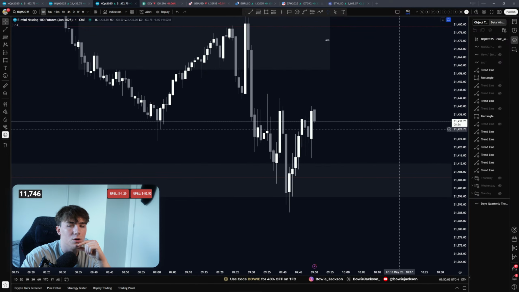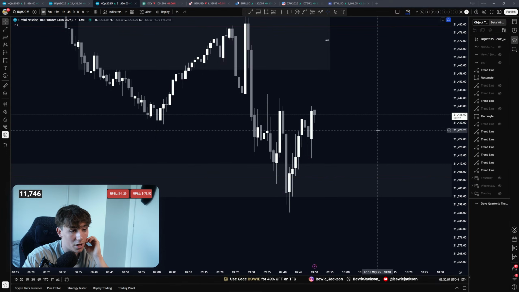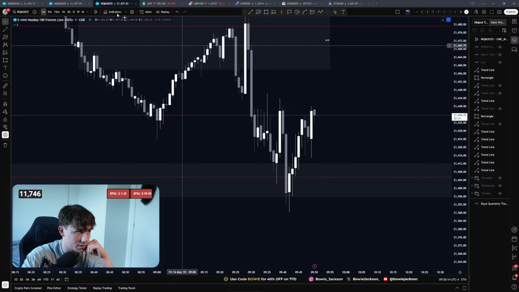Again, the risk is really low. I think if I lose, I will be losing like $300, which is not a lot. This is a challenge, by the way. I'm not trading live, so the profit target is like 6K, so it doesn't really matter.